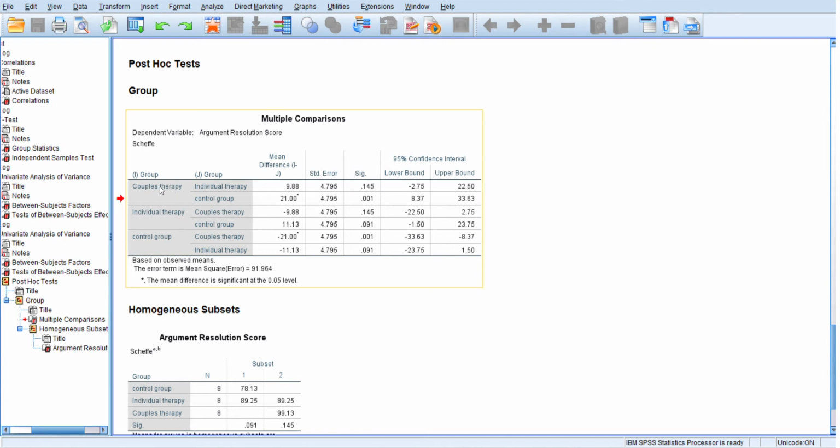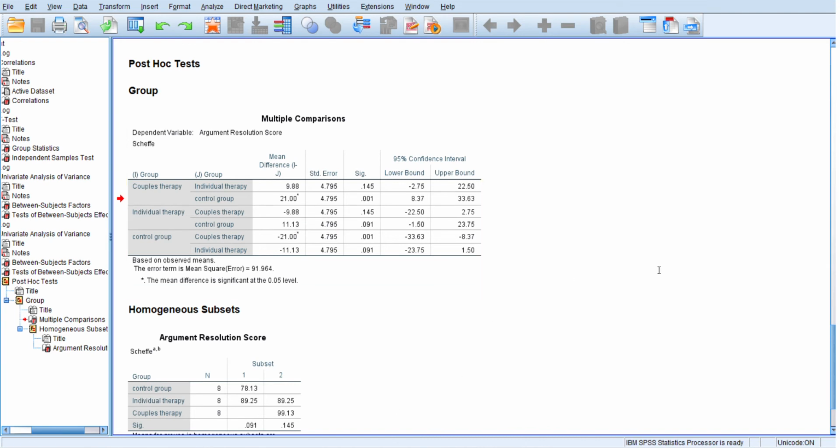So now we need to look at couples compared to control group. So couples minus control group. That gave us a positive 21, which tells us that the couples therapy group had a higher average score than the control group. And there's a star here, which usually tells us that there is significance, but we also need to look, and look, it's 0.001, which is significant. So now we get into how to type up our post hoc.